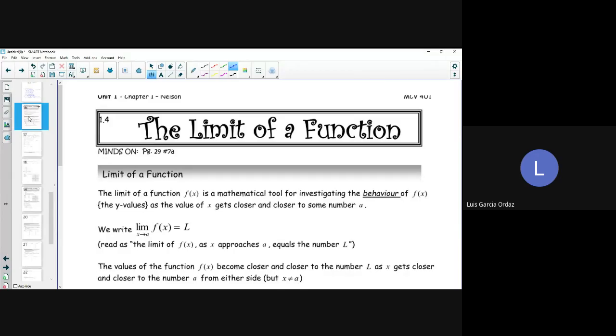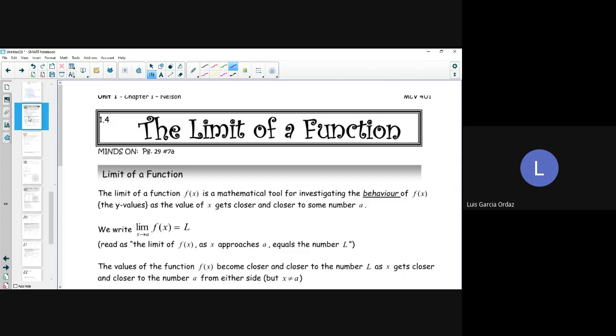So the limit of a function f of x is a mathematical tool for investigating the behavior of f of x, the y values, as the value of x gets closer and closer to a number. You're basically looking at the behavior. Okay, hey, this is a curve. What is happening to this curve as I'm approaching the value 3 on the x-axis? Is it getting bigger, smaller? Is it approaching a certain point or a certain y value? What is it exactly doing?